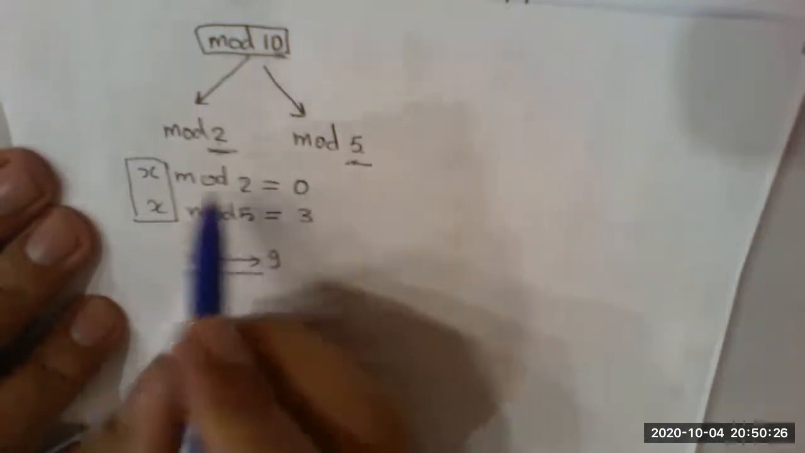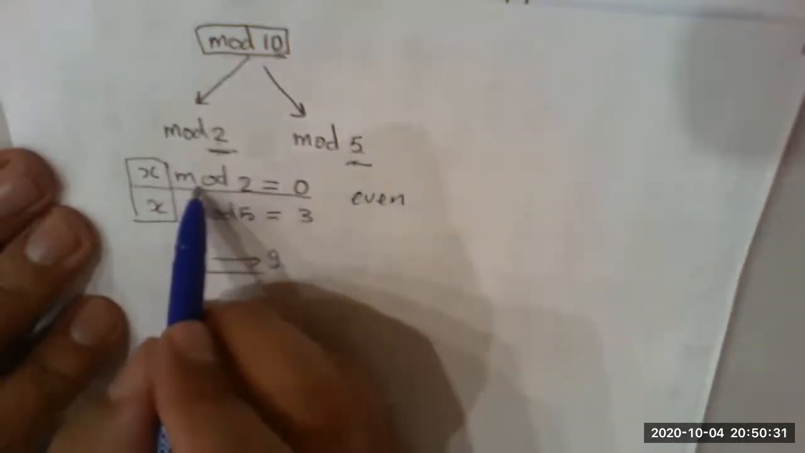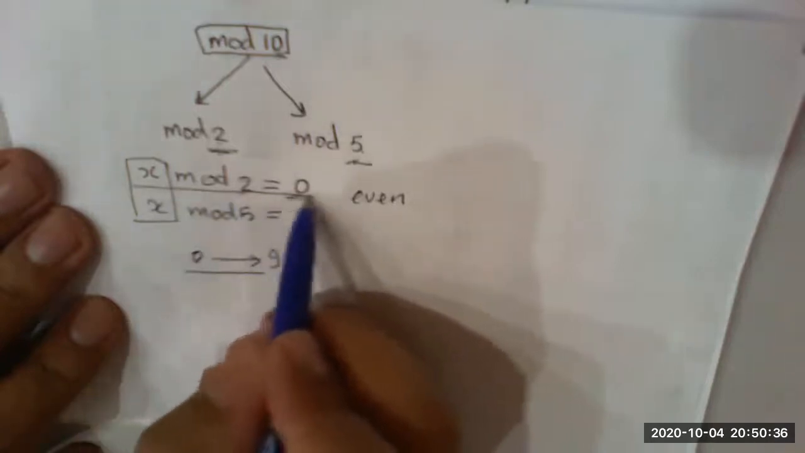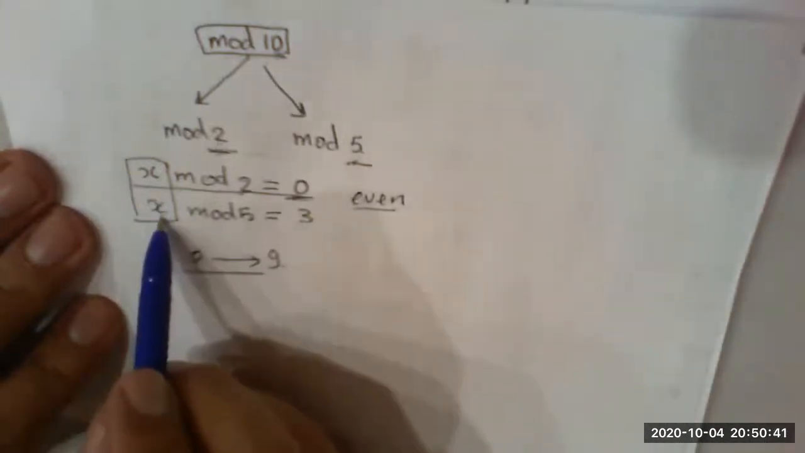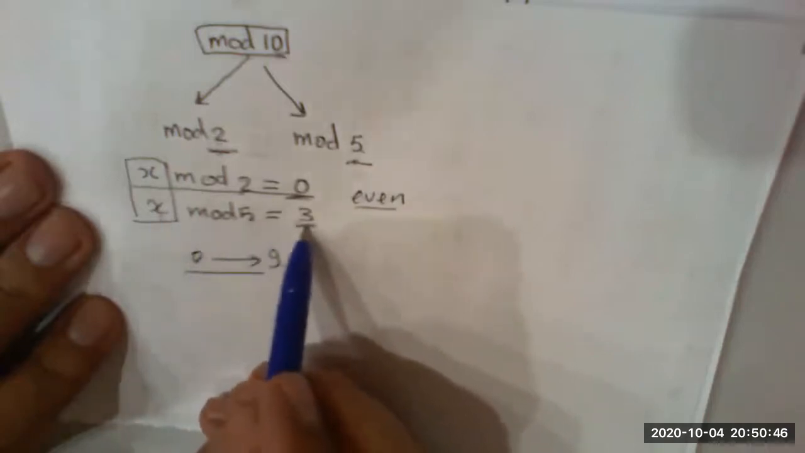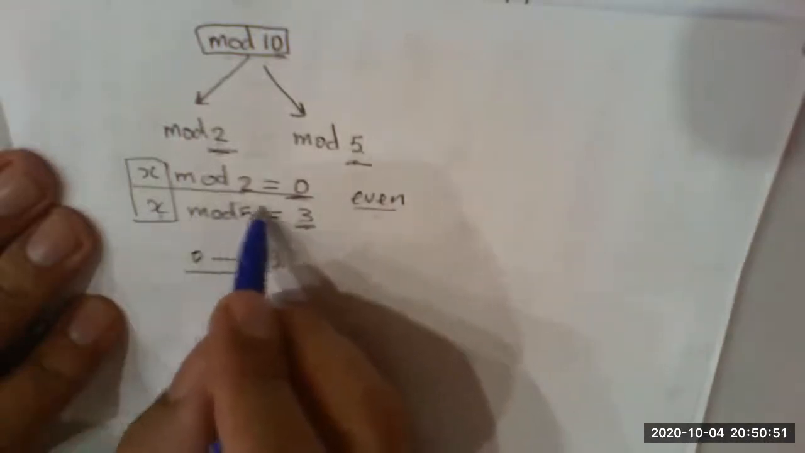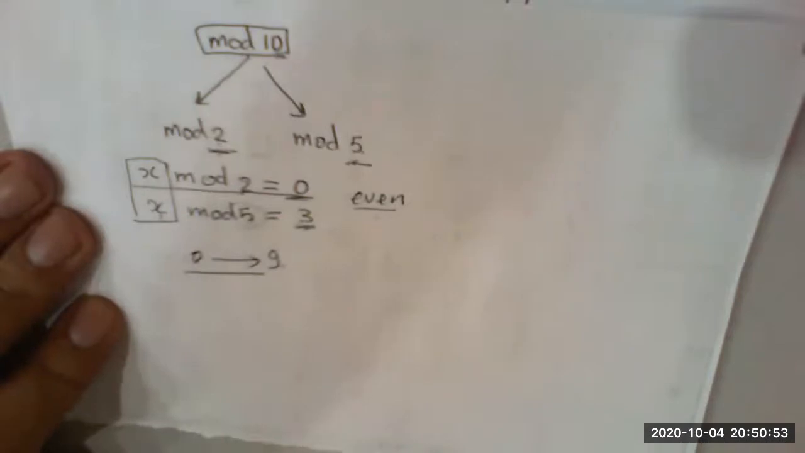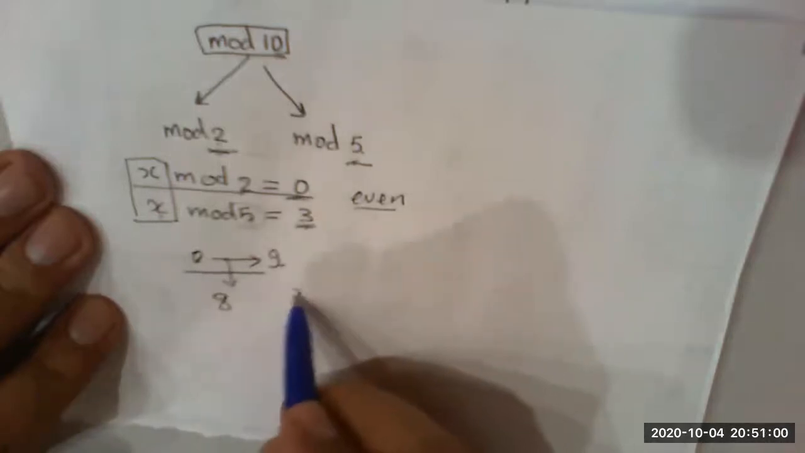And also, this number is an even number, because the division by 2 gives no remainder. And also, when this number is divided by 5, it gives a remainder of 3. This means that it is an even number, it gives a remainder of 3 if it is divided by 5, and it is between 0 and 9. This means the only one is 8. So x equals 8.